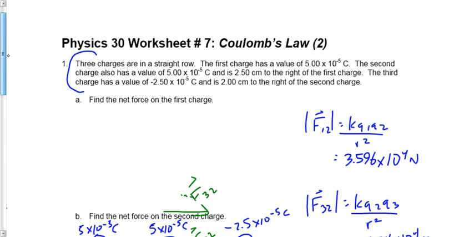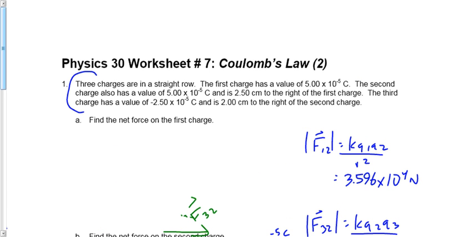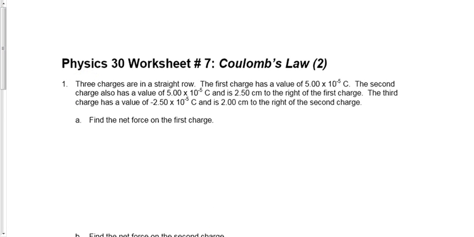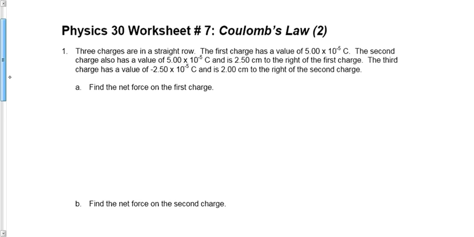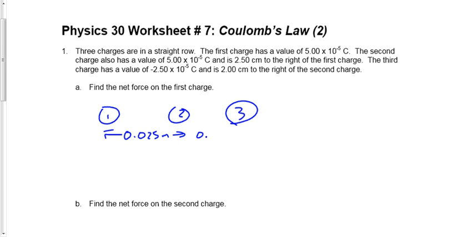Okay, let's take a look at question A now. We want to look at A and D, but the two of those kind of go together, right? Once again, we have the same three charges. Here's the first one, second one, third one. My distances are 0.025 meters, 0.02 meters. Charge number 1, 5 times 10 to the minus 5, 5 times 10 to the minus 5, and a negative 2.5 times 10 to the minus 5.